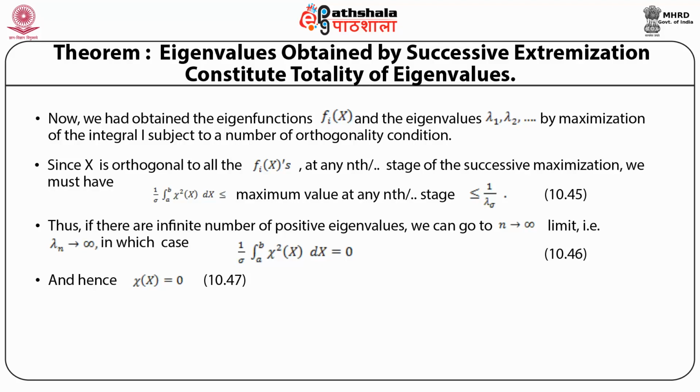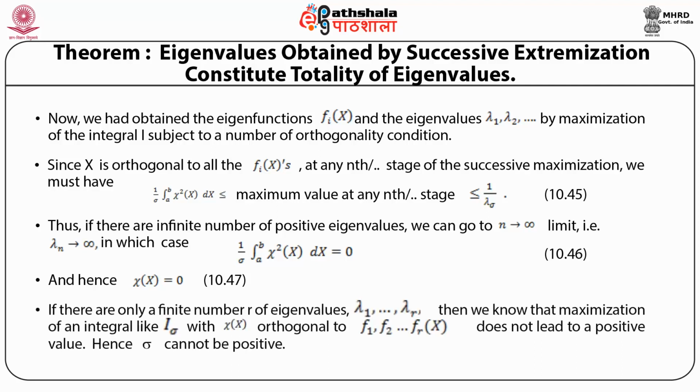Thus, if there are an infinite number of positive eigenvalues, we can go to the n equals infinity limit, that is, lambda_n goes to infinity, in which case 1 upon lambda times the integral from a to b of chi squared(x) dx is equal to 0, hence chi(x) is equal to 0. If there are only a finite number r of eigenvalues lambda_1, lambda_2, ..., lambda_r, then we know that maximization of an integral like I_sigma with chi(x) orthogonal to f_1, f_2, ..., f_r does not lead to a positive value, hence sigma cannot be positive.